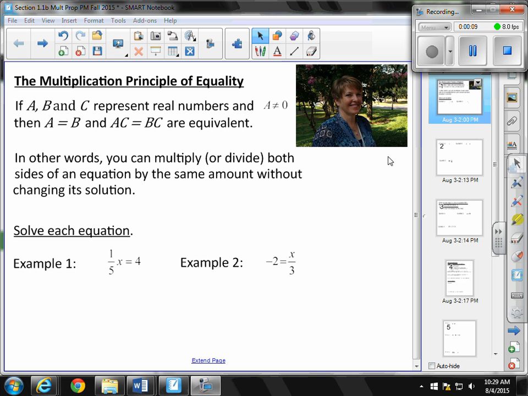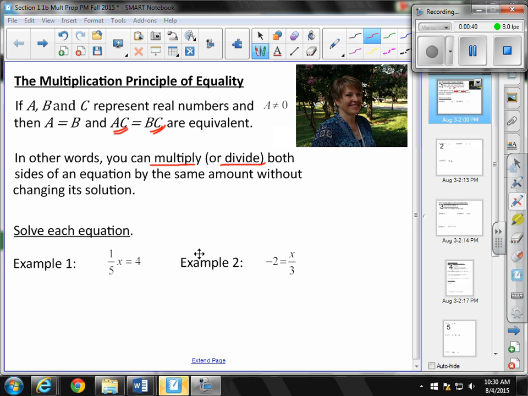The multiplication property of equality says that if A, B, and C represent real numbers and A is not 0, then A equals B and AC equals BC are equivalent. In other words, you can multiply or divide both sides of an equation by the same amount without changing its solution. So as we saw in the previous video, the addition principle, addition and subtraction go hand in hand, multiplication and division go together as well.